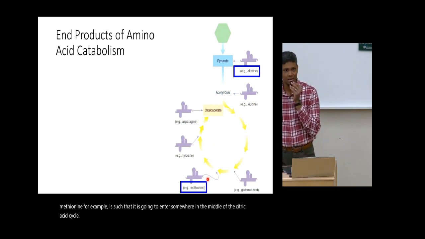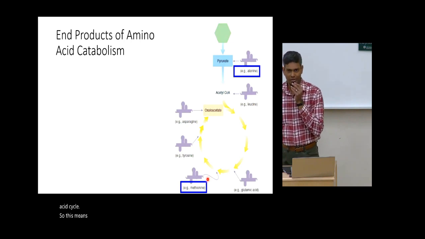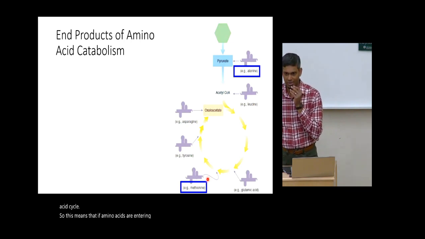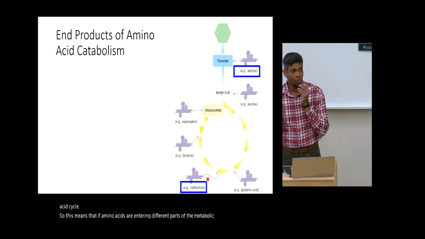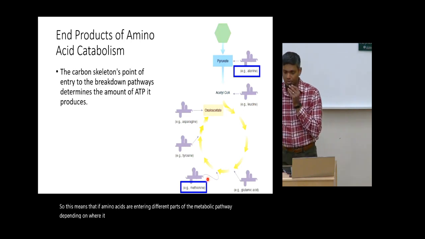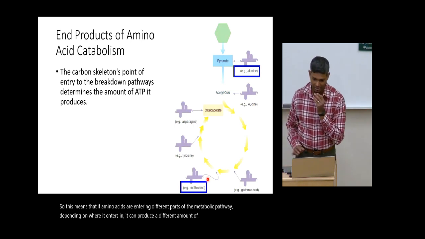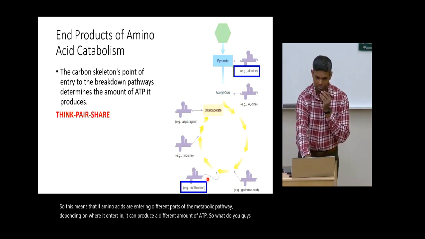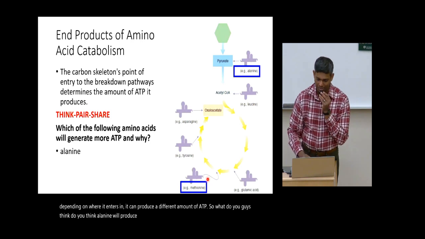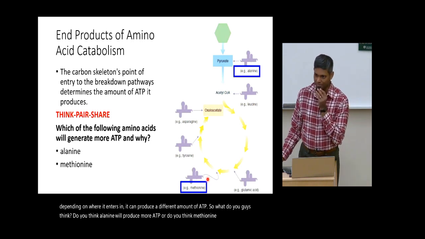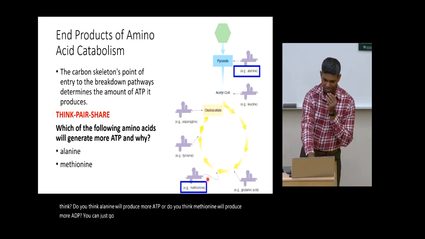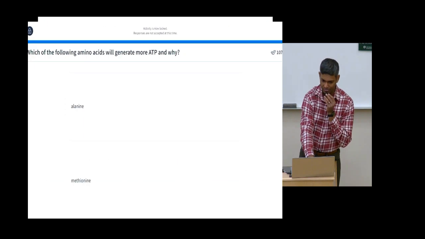This means that if amino acids are entering different parts of the metabolic pathway, depending on where they enter, they can produce a different amount of ATP. So what do you guys think? Do you think alanine will produce more ATP, or do you think methionine would produce more ATP? You can just go ahead and answer this poll everywhere question.